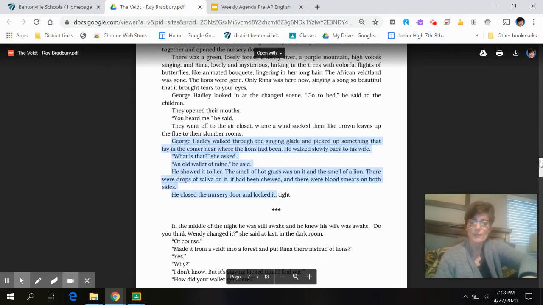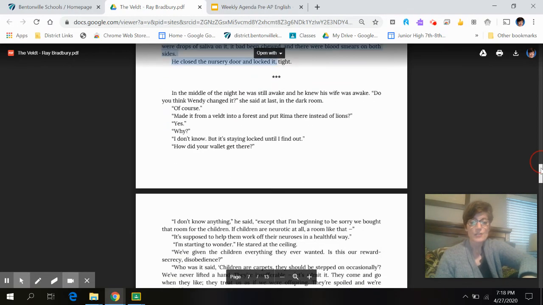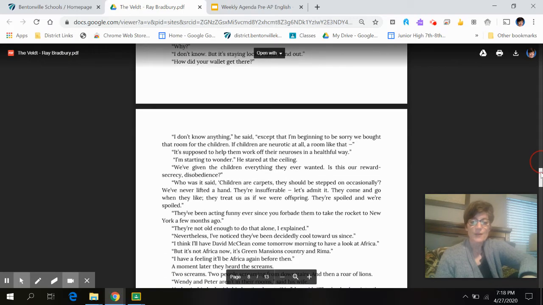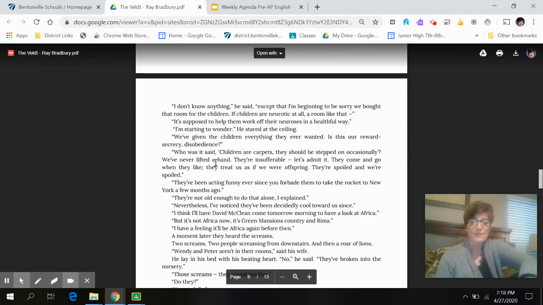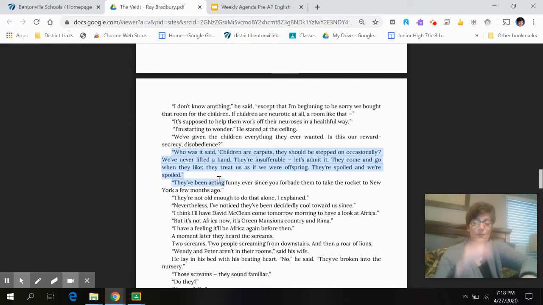Now, at this point, we go on to the next day, and he actually in the middle of the night, he and his wife are having trouble sleeping, and they've decided that they've spoiled their children, and that could be another thematic idea for this story. He believes that they've given them everything they want, and because of that, their children have become kind of spoiled and are again not respectful of them.